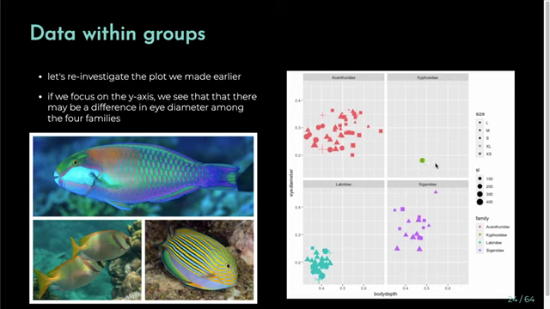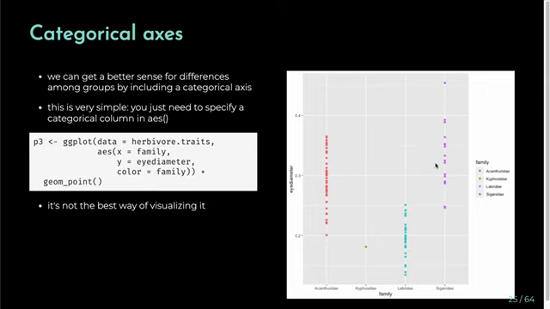So we might want to actually show that more specifically. Differences in eye diameter between the four families. And that can be done using categorical axes. At least in marine ecology, marine community ecology, we see that quite often, that we will need a categorical axis. And that's very simple. You just specify an axis that has categorical values in your aes function.